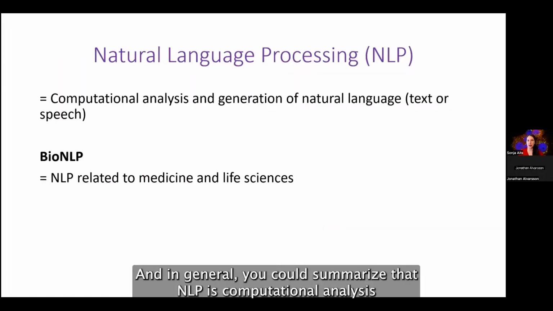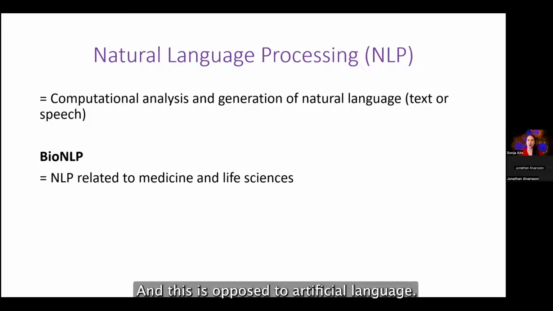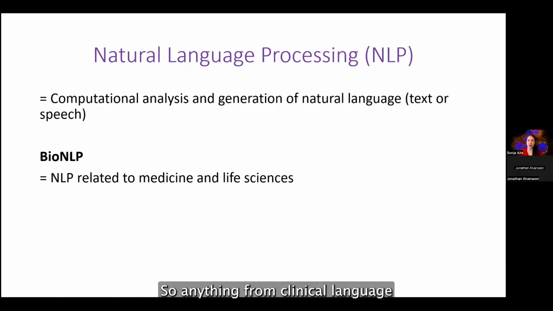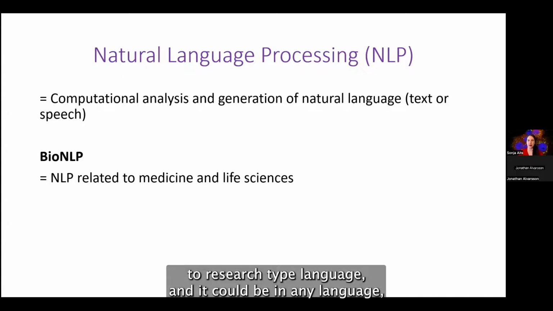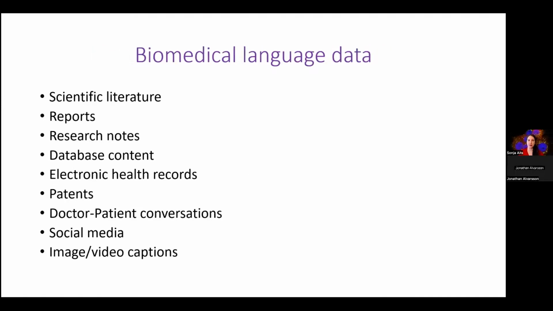And in general, you could summarize that NLP is computational analysis and generation of natural language, and this could be either text or speech. This is opposed to artificial language, which is computational language. So BioNLP then is NLP related to medicine and life science, so anything from clinical language to research type language. And it could be in any language, but the predominant one is, of course, English nowadays.